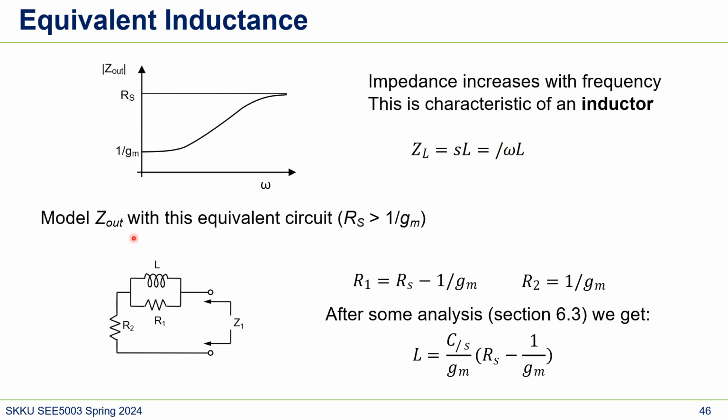And then we can also model our Z out, which was in the previous slide. Z out was RS CGS times S plus 1 over GM plus CGS S. So we can model it like this, and then if we do some analysis, the equivalent inductance is like this. You can also refer to our book.